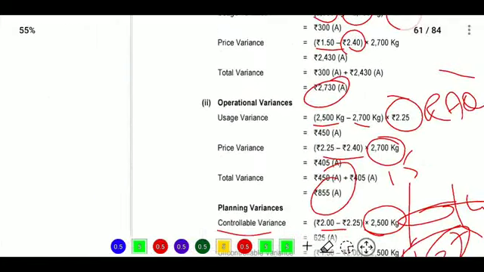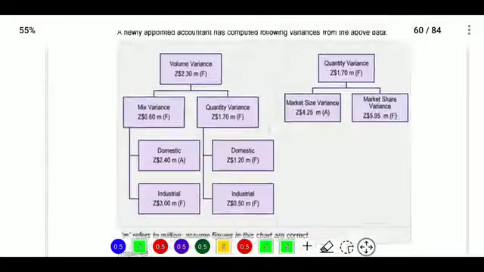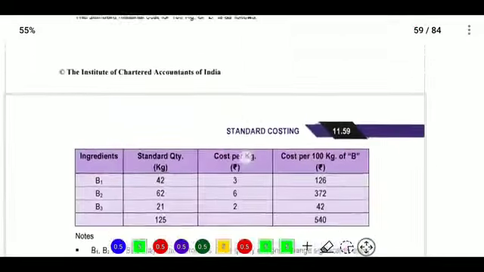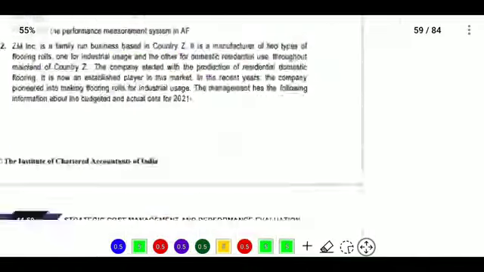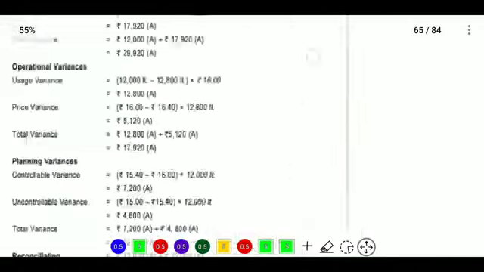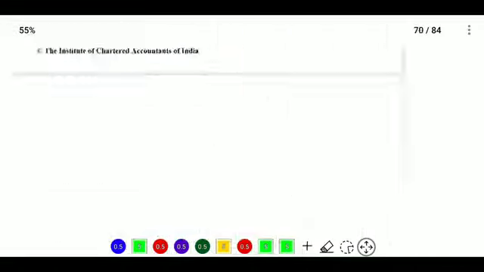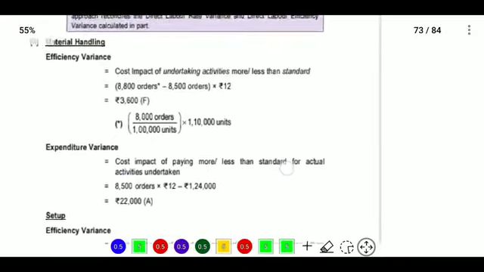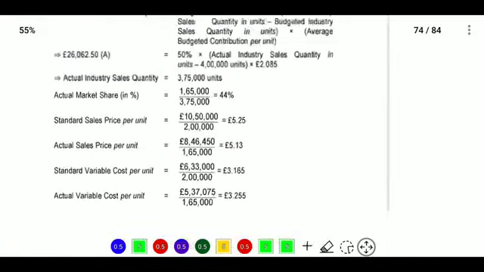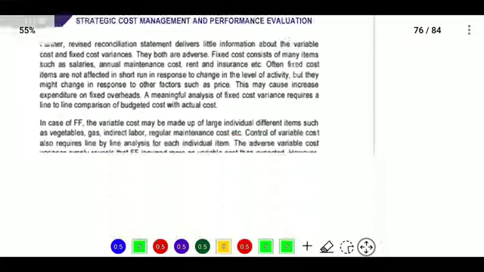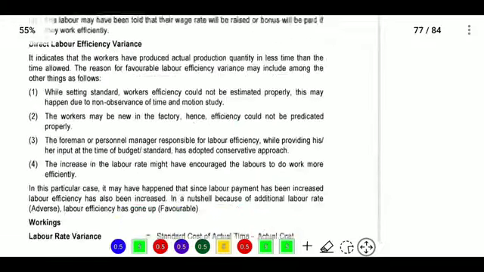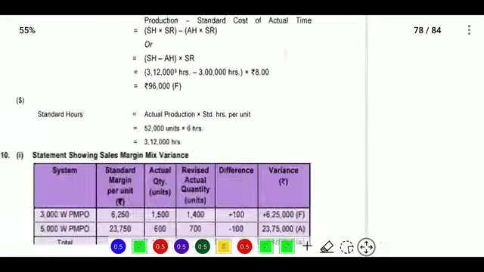I think question number, which one are we discussing? Question number 11th, 10th. Question number 10. 10th question. Where are you? Come on, yaar, I am waiting for you.